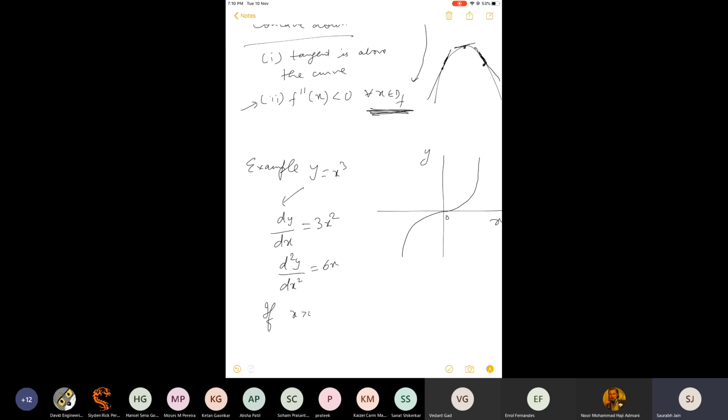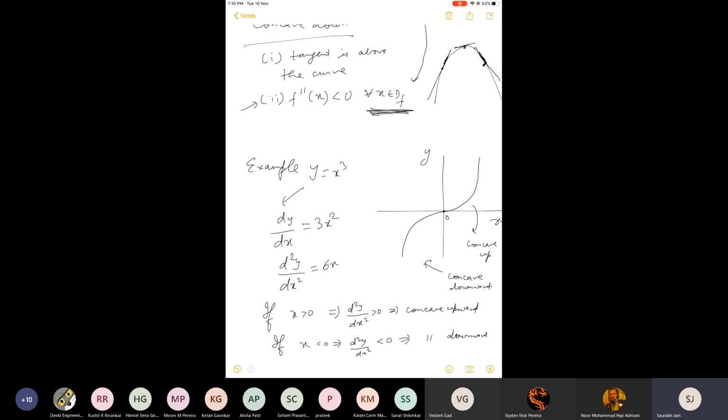Let us see what I want to say. If x is positive, I am strictly talking with respect to this example. So listen carefully. If x is positive, then d2y by dx square will become positive in this case, which means concave up. So that is why you can see that towards right of 0 the shape is concave up. And if x becomes negative, then in this particular question 6 times x will be negative, and now it will be concave downward. This is the reason behind the shape of y equals x cube.